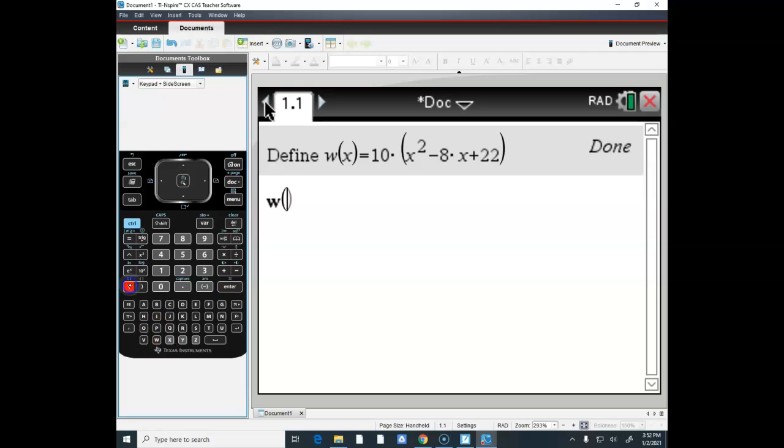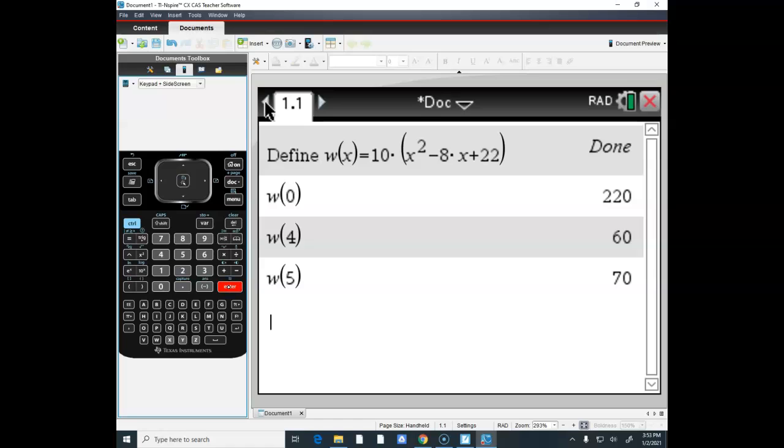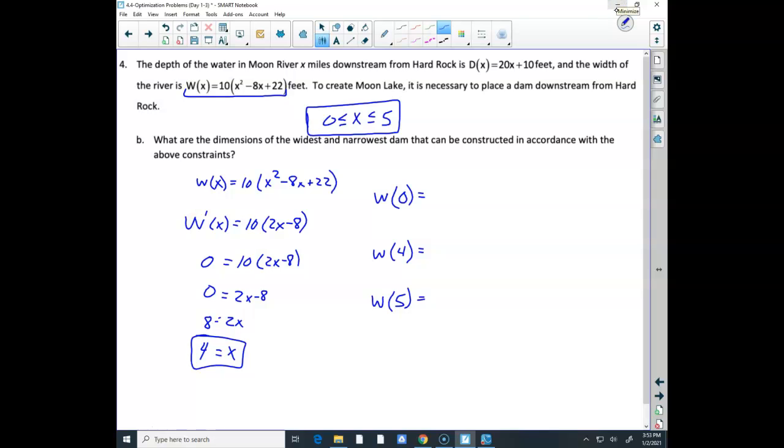I'm going to say what is W of 0, and I want to know what is the width at 4 miles down, and I want to know what is the width at 5 miles down so I can see where it's narrowest. So obviously it's widest right at Hard Rock, and it's narrowest 4 miles down. So W of 0 here was 220 feet, and here I was 60 feet, and here I was 70 feet.